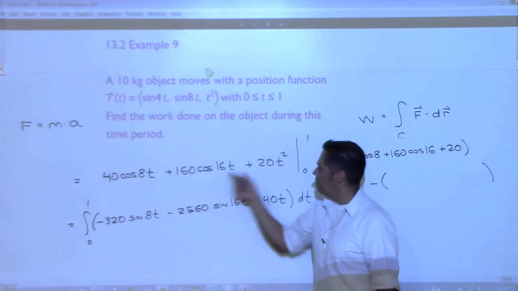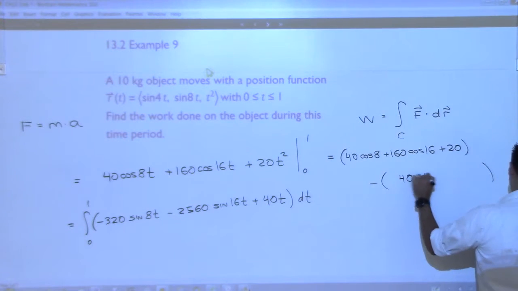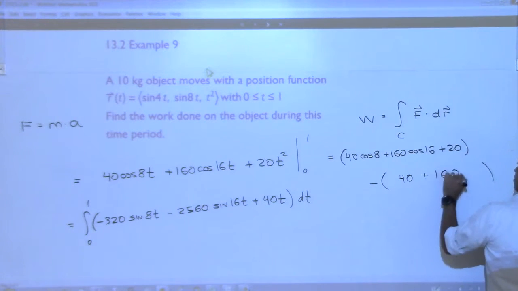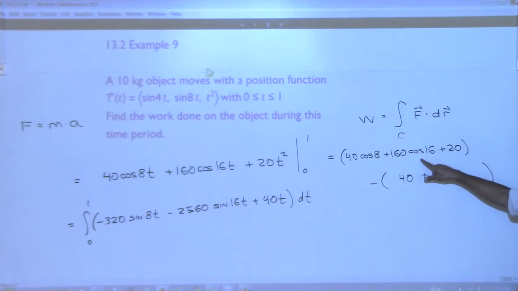Cosine of 0 is 1, and then 0 here goes away. So we should just get 40 plus 160 here, right? Yeah, which will be 200, and then we'll subtract it from there. So it's going to be this, plus 20, take away 200, and that's your answer.